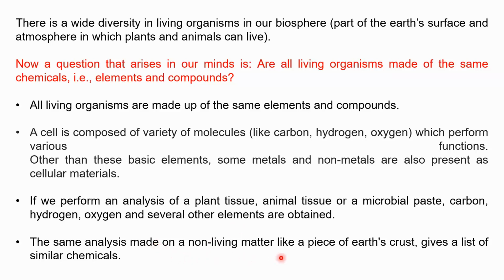If we make the same analysis on a non-living material, for example, if I take a piece of Earth's crust and try to find out a list of the chemicals which are present inside the Earth's crust, the scientists have found that the chemicals which are present in the crust of the Earth are almost similar to the chemicals which are present inside the human body. So the chemical analysis suggests that most of the elements which are present in the crust of the Earth are similar to the ones which are present inside the human body.